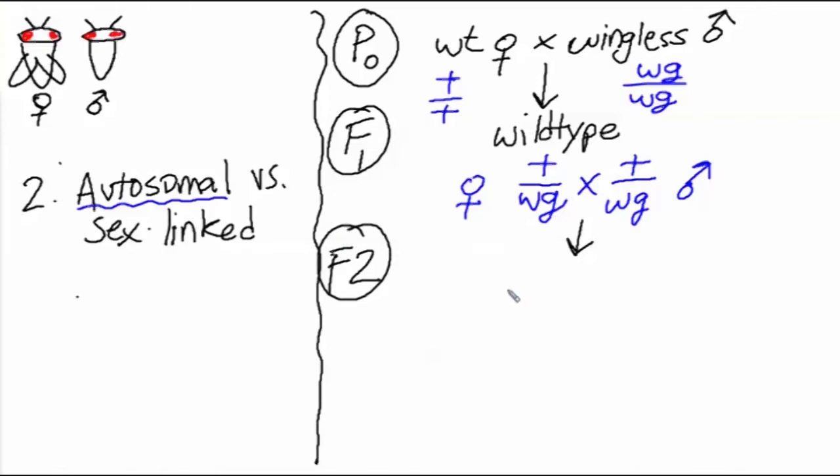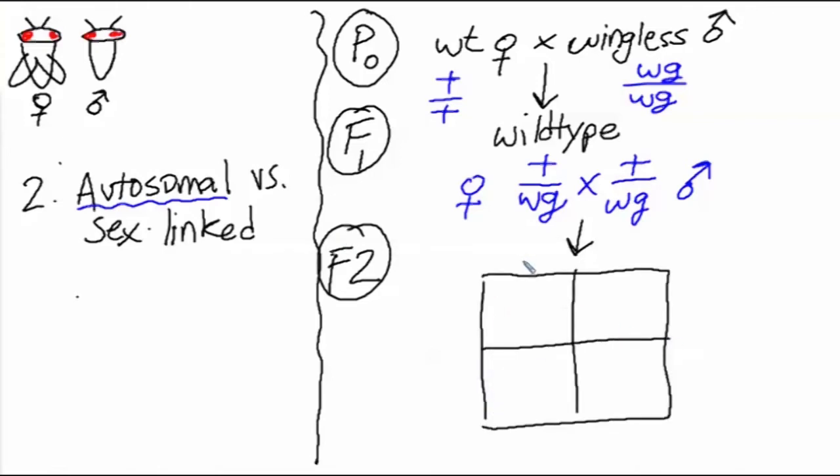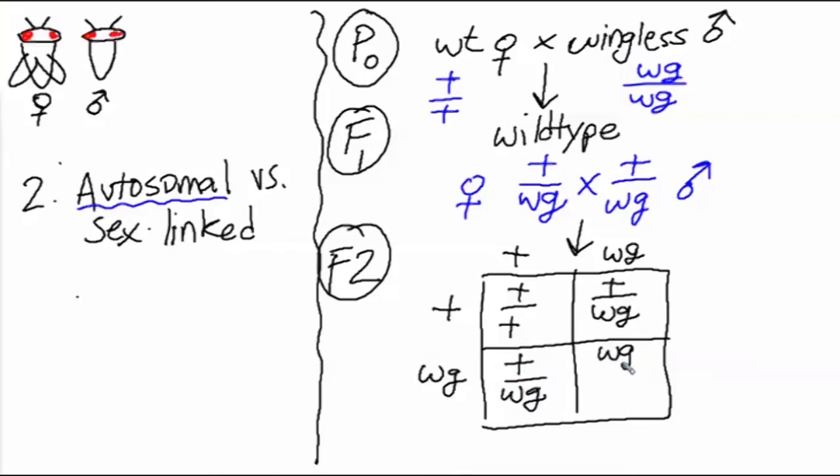We can use a Punnett square as a tool. So from their mother, the gametes produced will be plus and wingless in equal numbers, and from their father, plus and wingless in equal numbers, resulting in a quarter F2s that are plus over plus, which will be wild type, a quarter which will be plus over wingless, which is wild type, another quarter which will be plus over wingless, and finally a quarter which will be wingless over wingless, resulting in 3/4 wild type and 1/4 wingless.